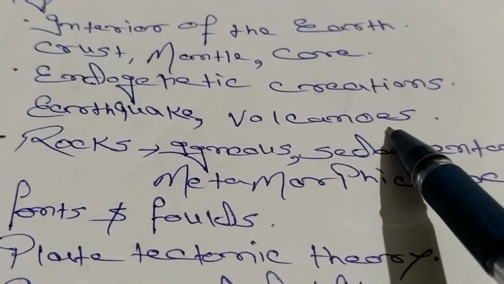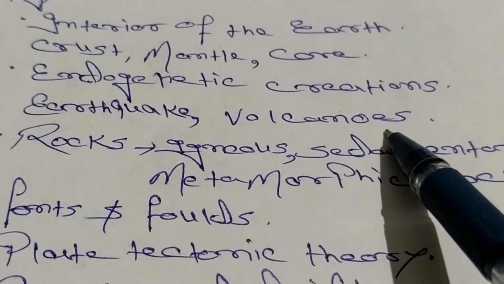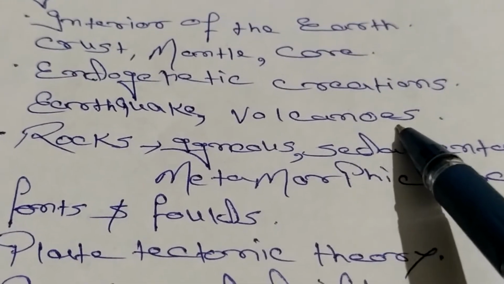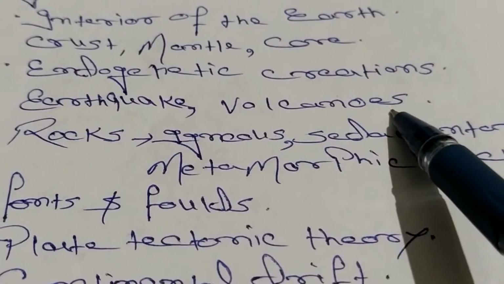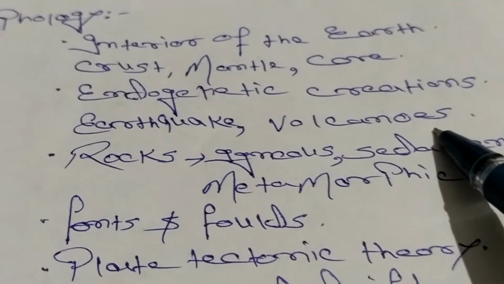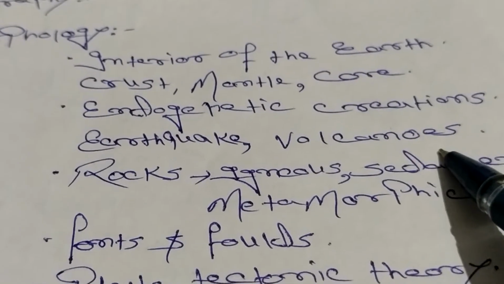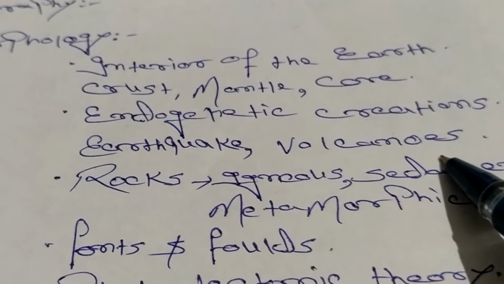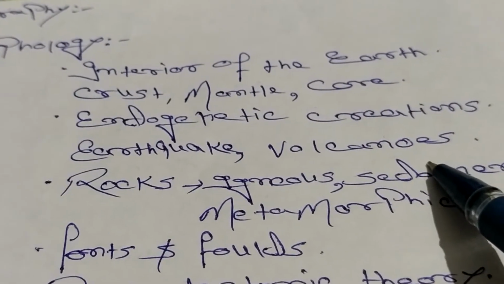Okay friends, then comes volcanoes. Volcanoes are eruptions of lava on the earth's surface due to high temperature or pressure inside the earth. Three types of volcanoes are found, that is active volcano, dormant volcano, and dead volcano. An example of an active volcano is Mount Erebus, found in Antarctica. Okay friends, an example of a dormant volcano is Kilimanjaro in Tanzania, and an example of a dead volcano is Esmelis.